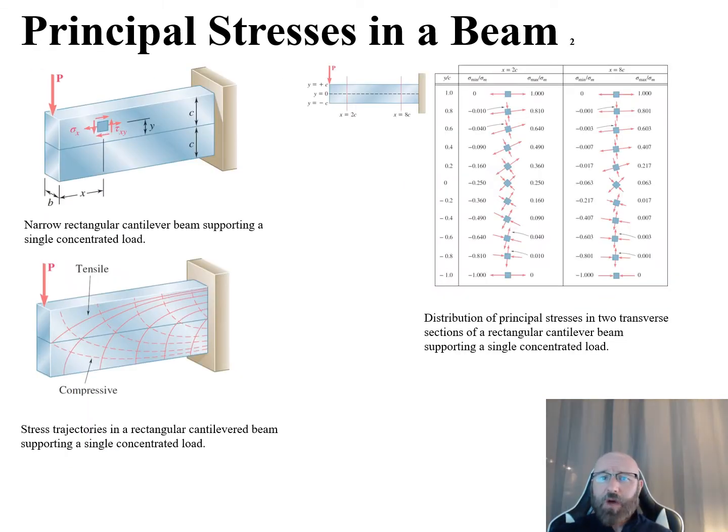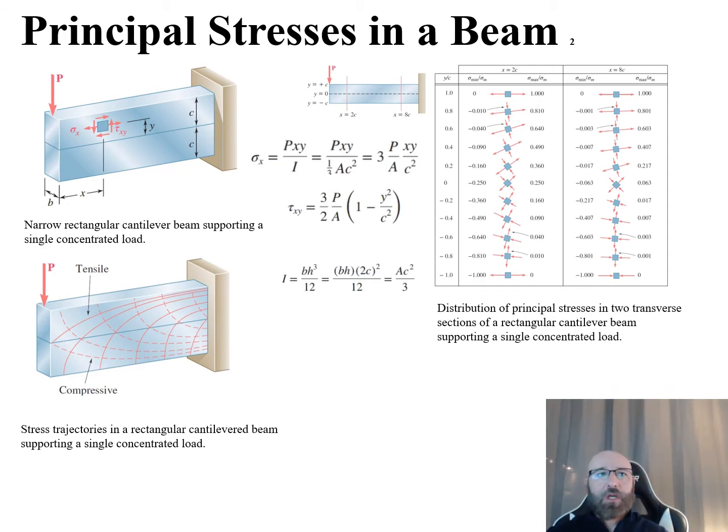So as we continue on with the question of if we can have a maximum normal stress within the cross-section be larger than that relationship for our σm, we can take a look at our diagram on the top left here, where we're looking at the distribution of the principal stresses for this narrow rectangular cantilever beam supporting a single concentrated load, our P, right here. So we can see our stress element here. We have our σx, our τxy, and this is a distance off our neutral axis of y.